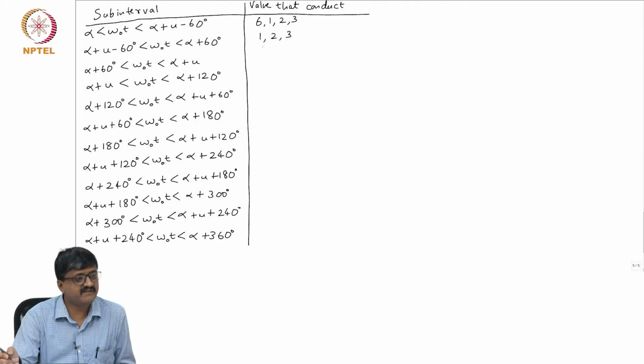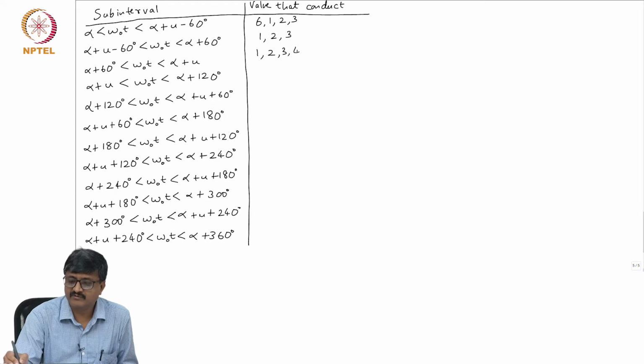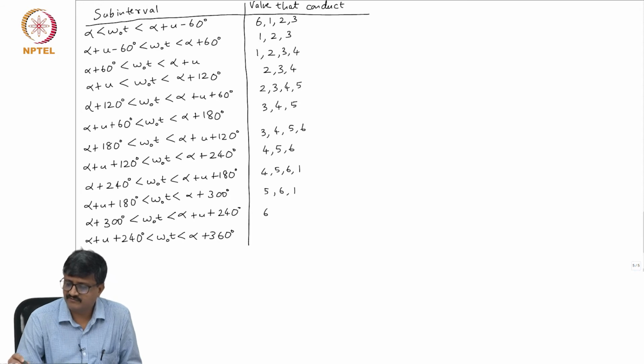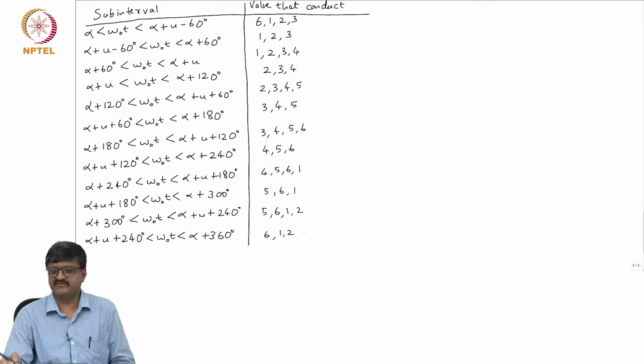Again in the third subinterval 4 valves conduct, 1, 2, 3, 4, then 2, 3, 4, then 2, 3, 4, 5, 3, 4, 5, 3, 4, 5, 6, 4, 5, 6, 4, 5, 6, 1, 5, 6, 1, 5, 6, 1, 2, 6, 1, 2, and then the cycle repeats.